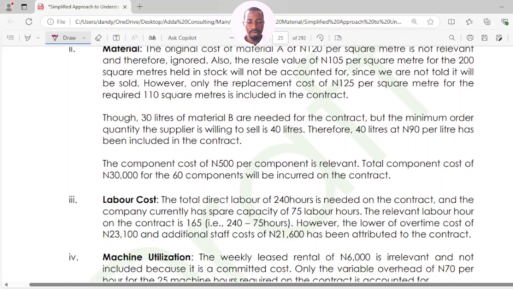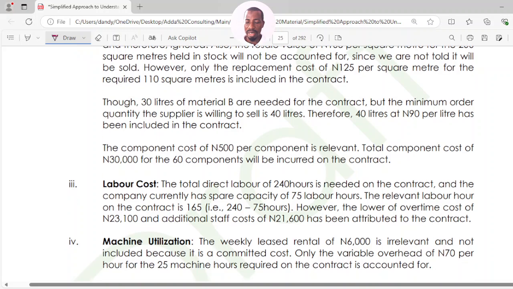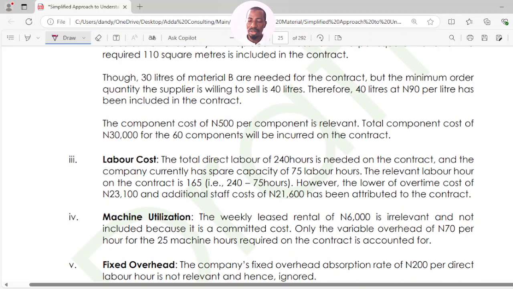Then the next item would be labor cost. What's our assumption on labor cost? The total direct labor of 240 hours is needed on the contract, and the company currently has spare capacity of 75 direct labor hours. The relevant labor hours on the contract is 165, that is 240 minus 75 hours. However, the lower of the overtime cost of 23,100 and the additional staff cost of 61,600 has been attributed to the contract. So we selected 21,600 as the direct labor cost.